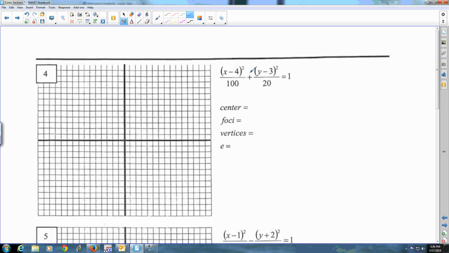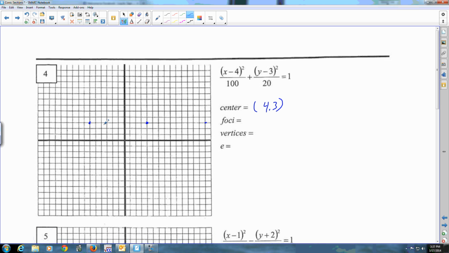Apparently not. 4, 3. So 1, 2, 3, 4, 1, 2, 3. There's your center. Now I'm going to go 10 right. 1, 2, 3, 4, 5, 6, 7, 8, 9, 10. And 10 left. So if that's 4, 1, 2, 3, 4, 5, 6. Okay. So there's going to be your centers.